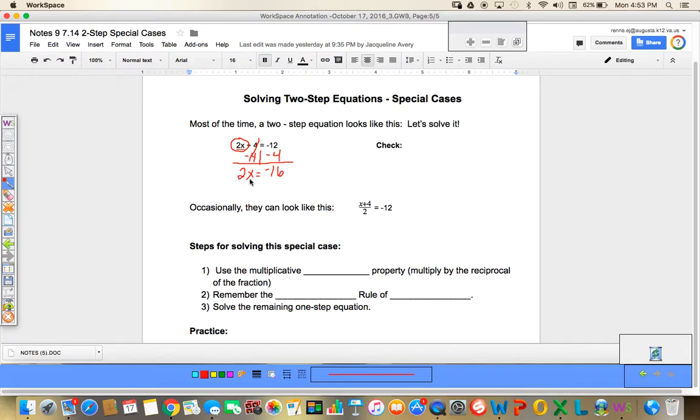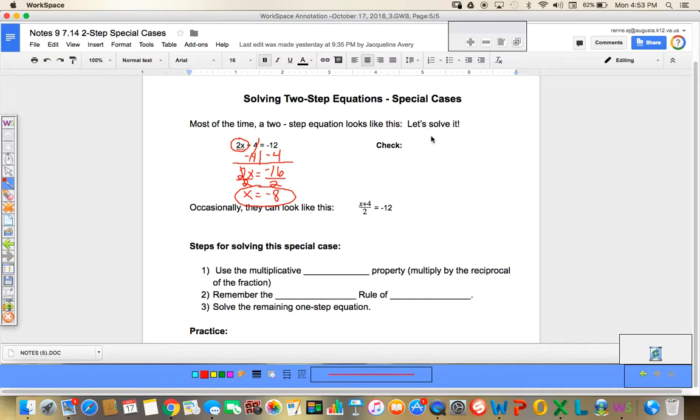Now the opposite of multiplication is division. So we're going to divide both sides by 2. 2 divided by 2 is a 1 in disguise, and negative 16 divided by 2 is negative 8. Remember our faces, which is why a negative divided by a positive is a negative.